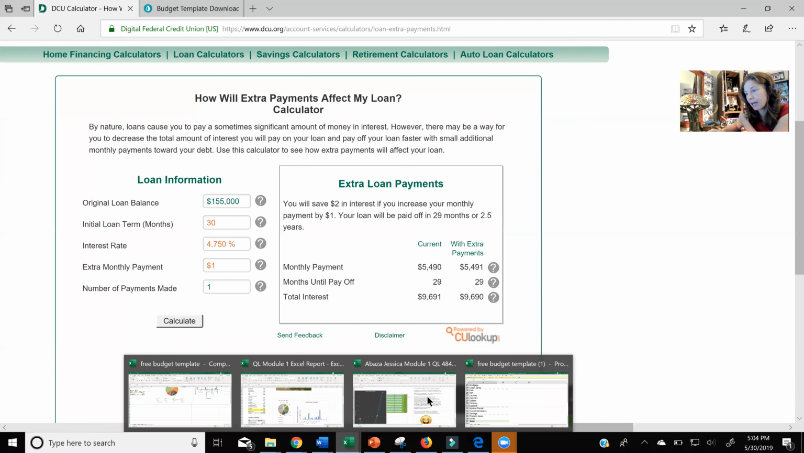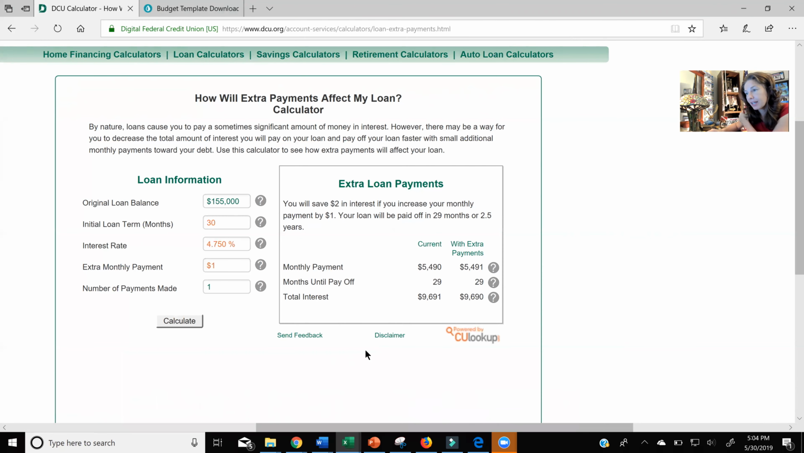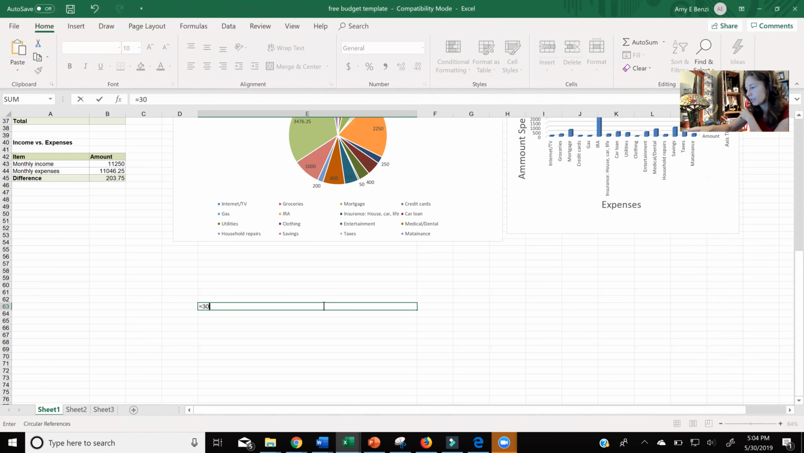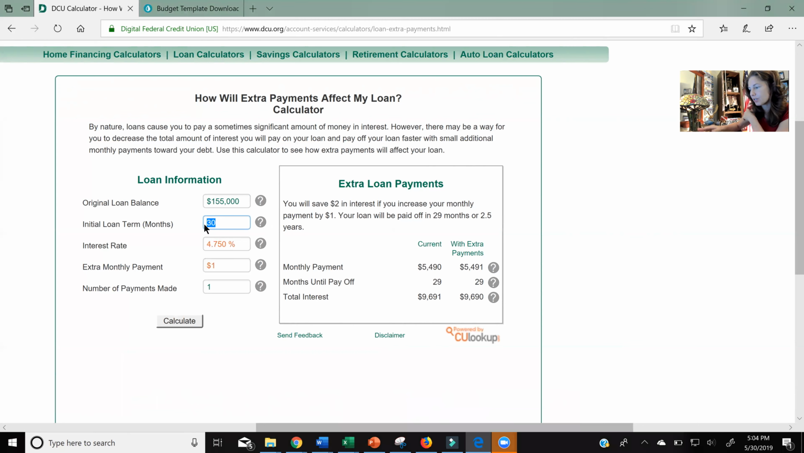So I'm just going to go back to my Excel real quick and calculate, equals 30 times 12, and I get 360. So I'm just going to change this to 360 and hit calculate again. So this makes more sense that I would be paying $809 a month for that house.